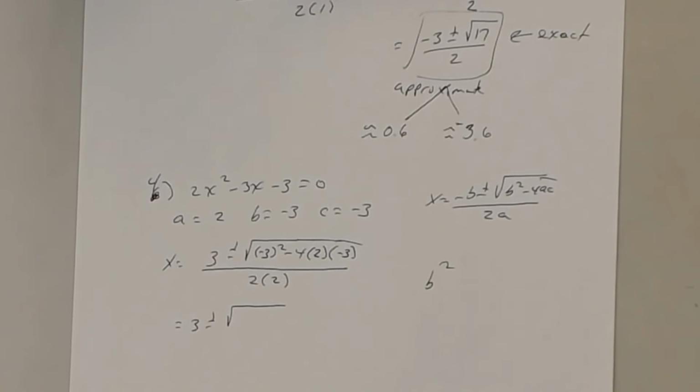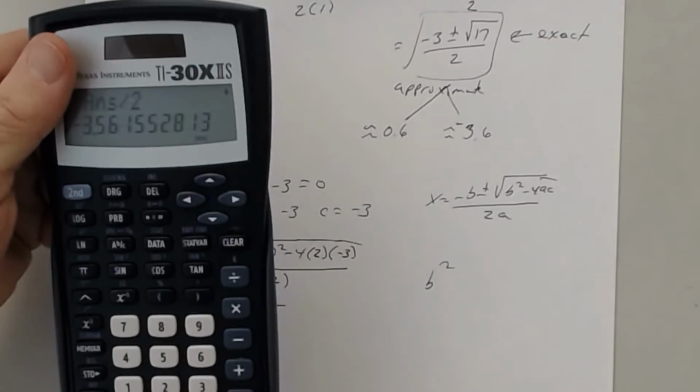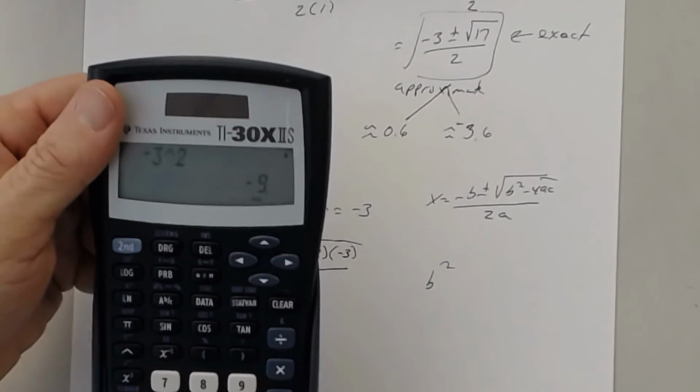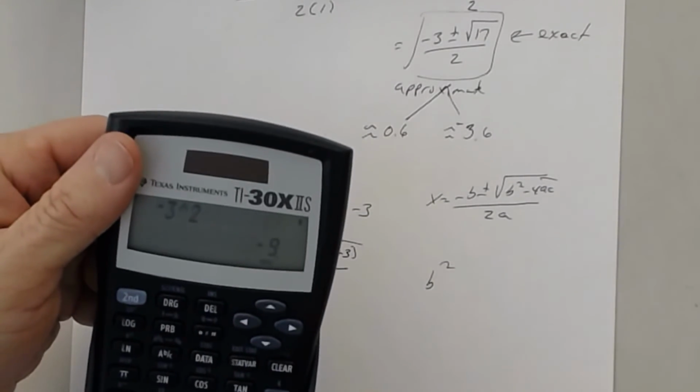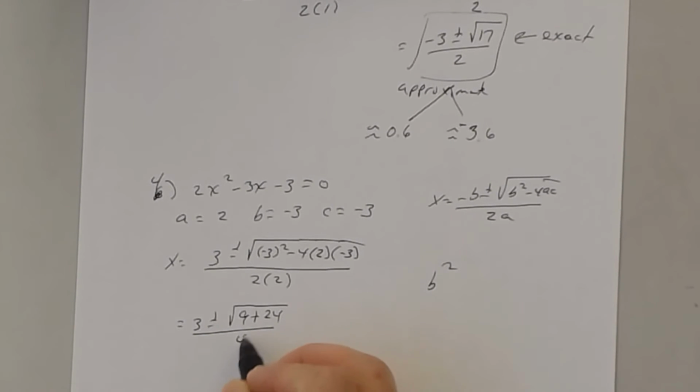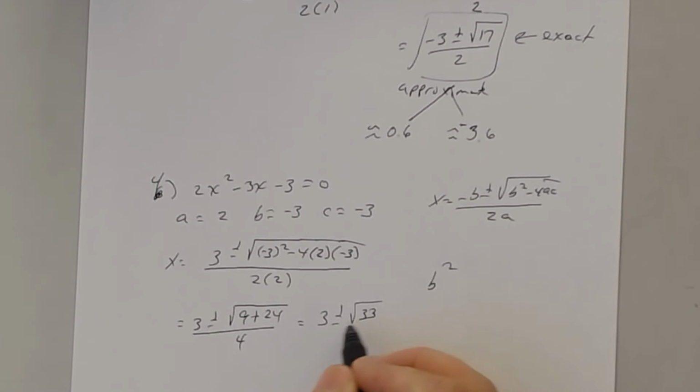So is b squared ever going to be negative? No. So never. Be careful, because on your calculator, if you did it incorrectly, you probably typed negative 3 squared, just like this. That gives you negative 9, but you know you made an error, because it should be negative 3 in parentheses that's being squared. So that's 9, and then what's a negative 4 times 2 times a negative 3? Positive what? 24? All divided by 4. Okay? So I get 3 plus or minus the square root of 33 over 4.